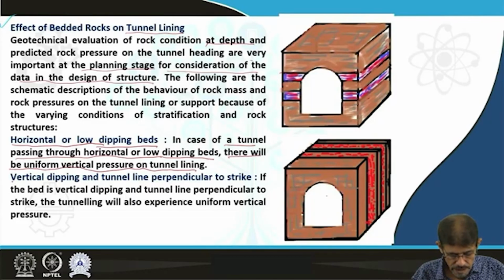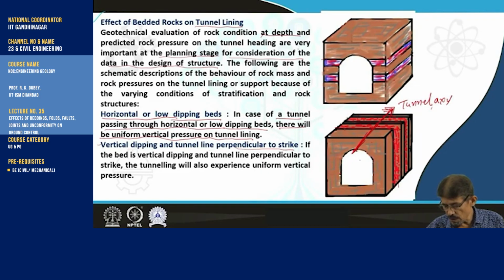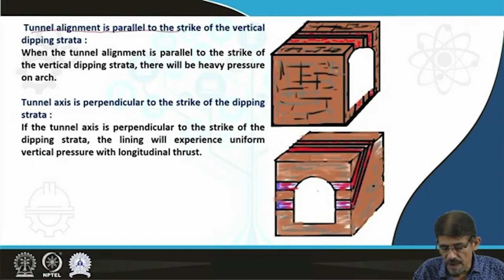If the tunnel passes through vertical types of beds, and the tunnel lining is perpendicular to the strike of the bed. Here is the strike of the bed, this is the dip of the bed, and the tunnel axis is perpendicular to the strike, this is the strike. Then the tunneling will also experience uniform vertical pressure and require typical strong support.